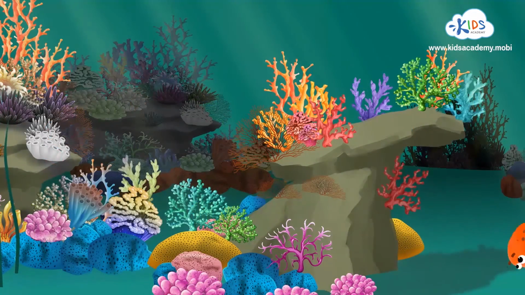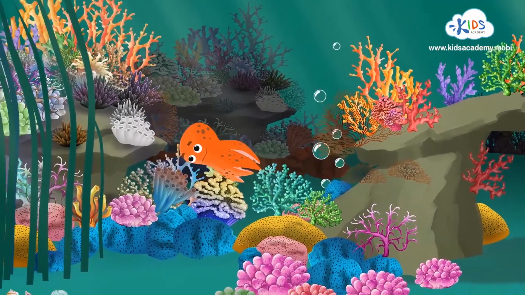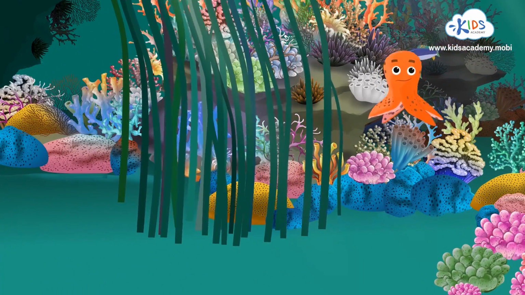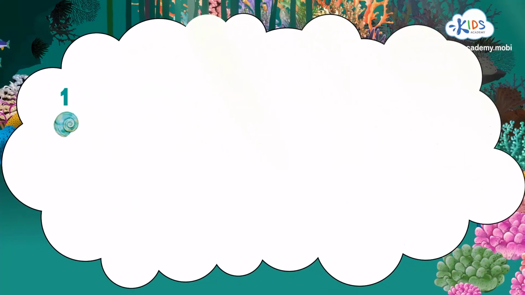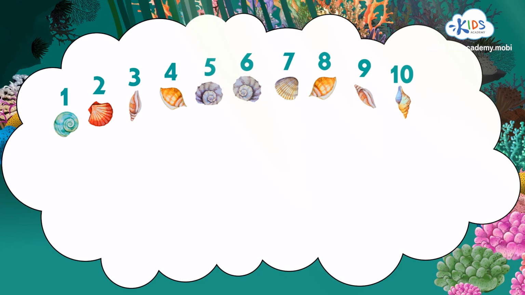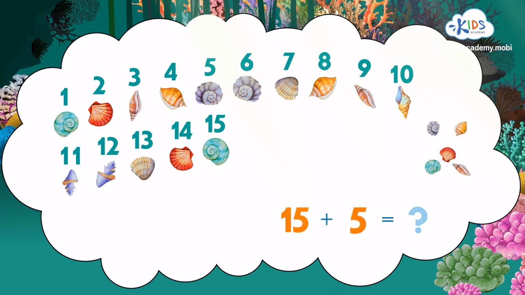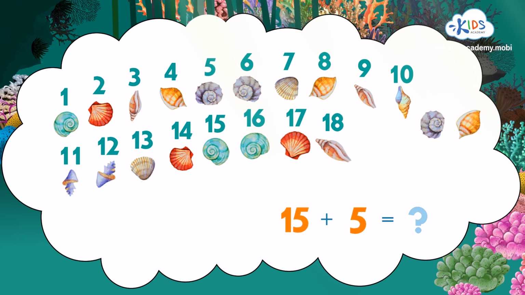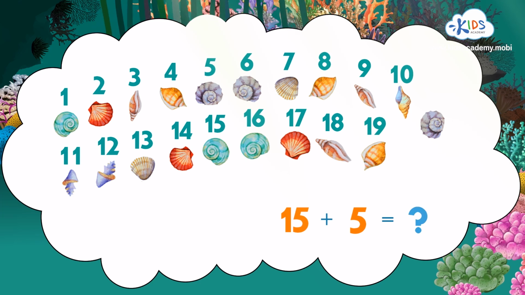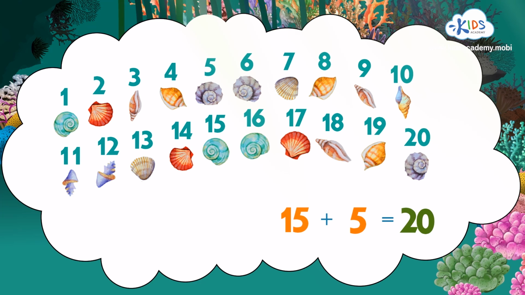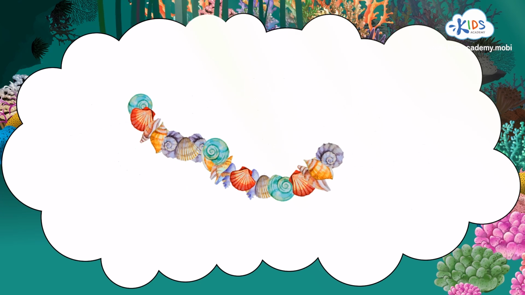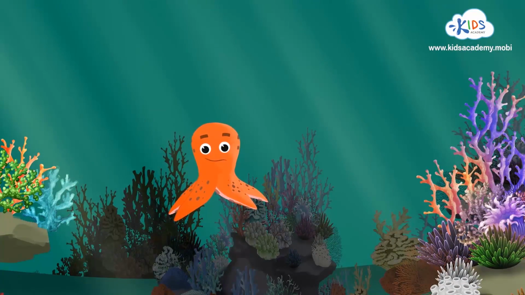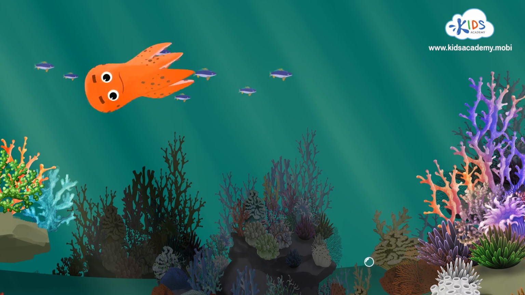Good work. There are 5 more seashells near those seaweed strips. Now that we found 5 more, how many seashells have we got in all? 15 plus 5 more makes 16, 17, 18, 19, 20 seashells in all. That's enough to make a beautiful necklace. Thanks for helping me find and count the seashells. Bye-bye.